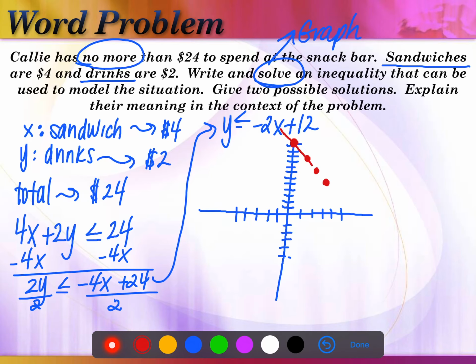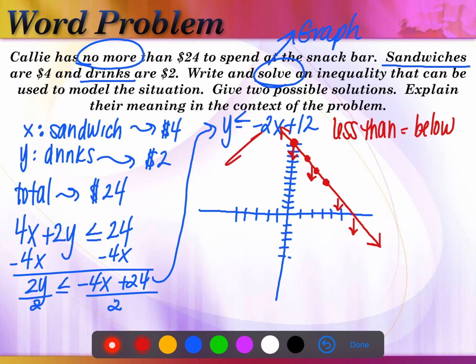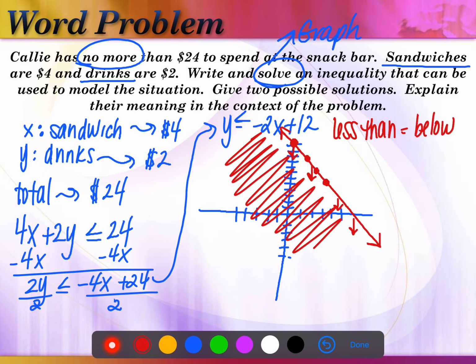All right, so since this is less than or equal to, I'm using a solid line, okay, and less than means I shade below, okay? So use arrows to point below. Okay, so I'm shading.